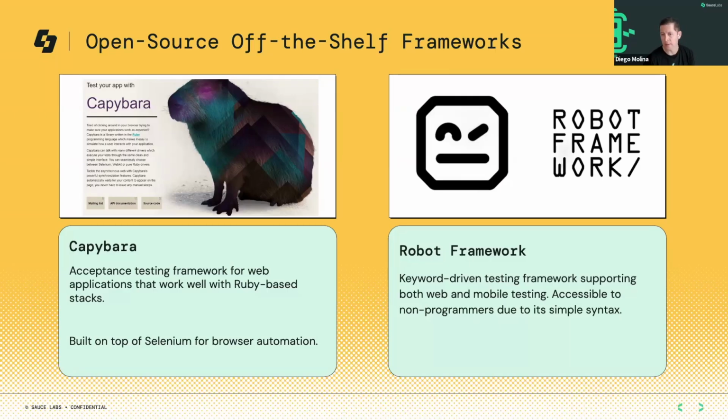And the Robot framework is the keyword-driven testing framework that supports also browser and mobile testing. So you should have a look at it if you want to have tests that are easy to read, easy to understand, and you don't need actually to write a lot of code. So this could be also a good starting point for folks who are moving from manual to automated testing.